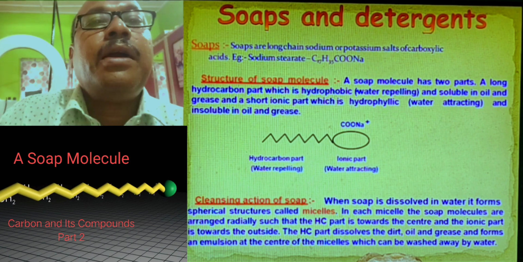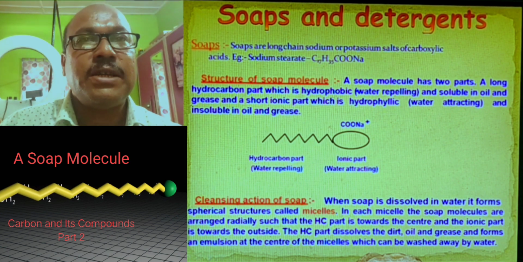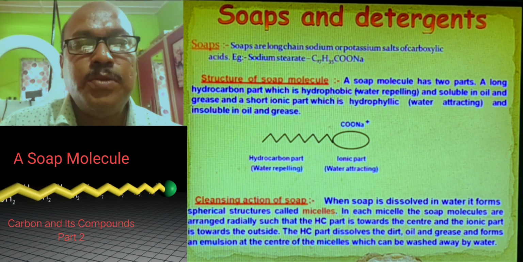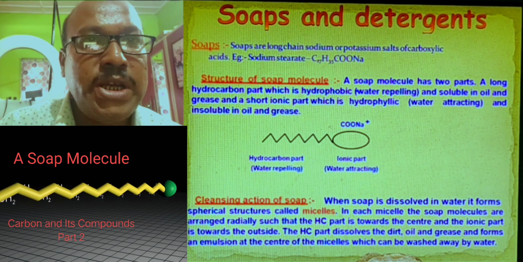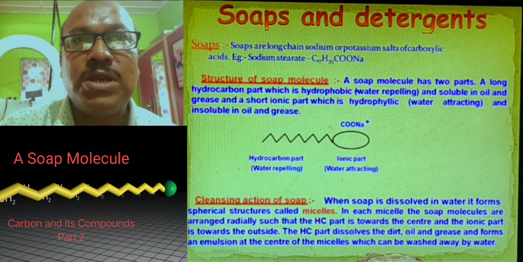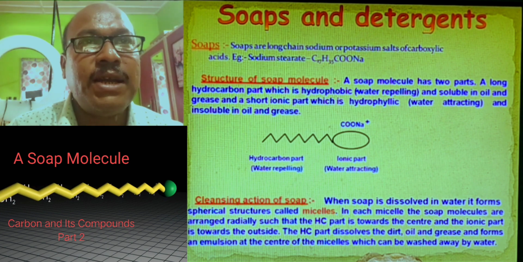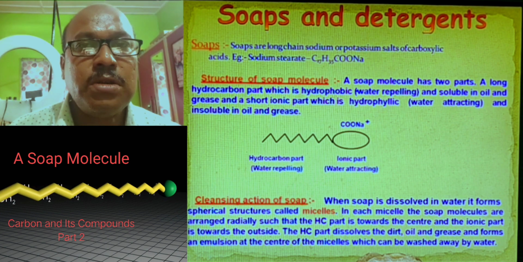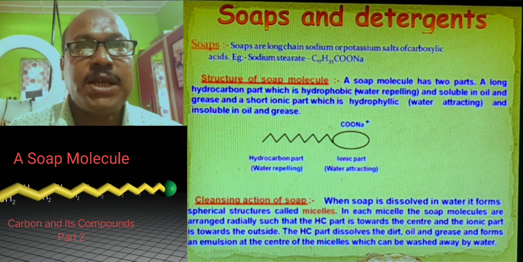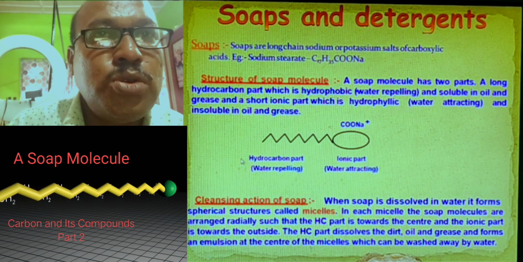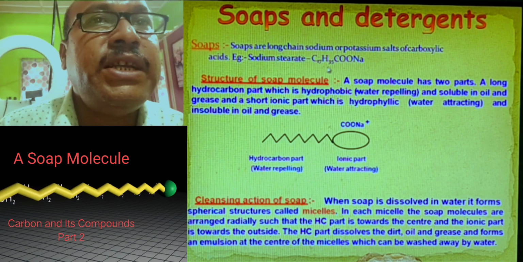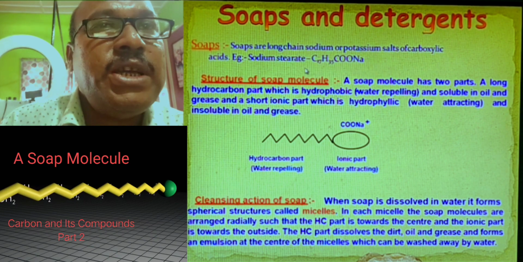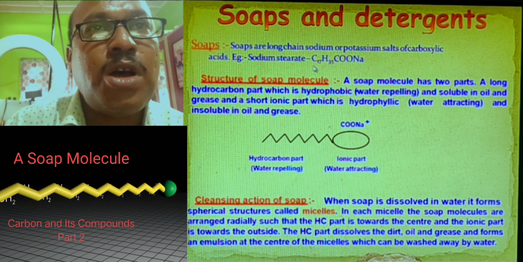Coming to the next part, that is soaps and detergents. Now, what are soaps? Very familiar to us, we use them in our toilets and bathrooms. Soaps are long chain sodium or potassium salts of carboxylic acids. So what is a salt? It is nothing but a long chain sodium or potassium salt, with a carboxylic acid group always attached to it. For example, sodium stearate, C17H35COONa, is an example of a soap.